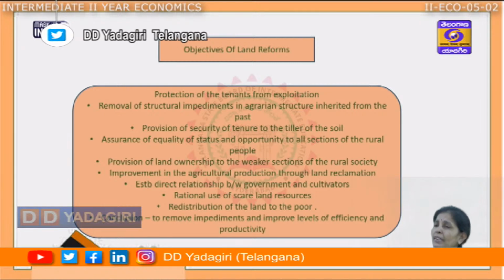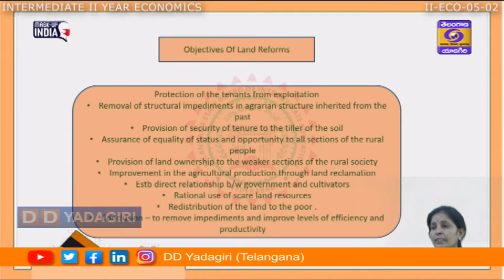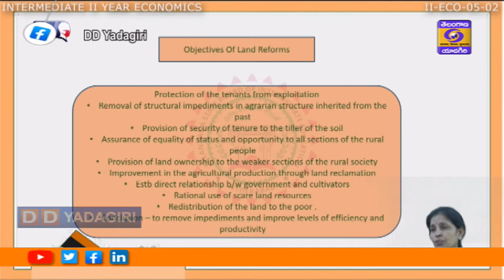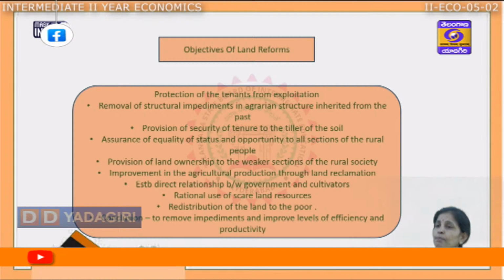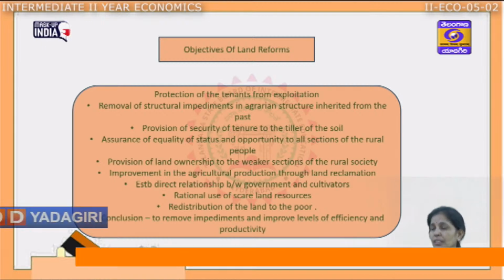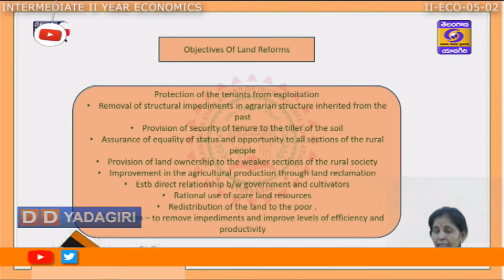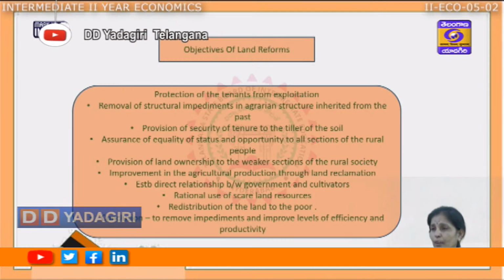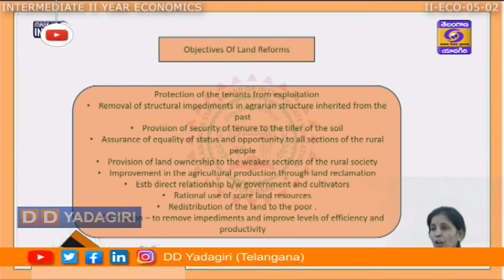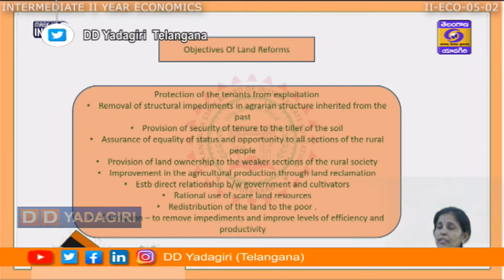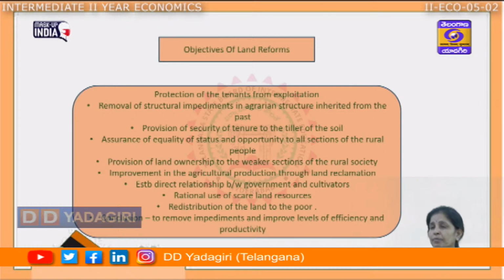The next one is improvement in agriculture production through land reclamation. What do you mean by this? Converting unfertile land into fertile land is called land reclamation and improvement of agriculture. If a lot of land reclamation projects are taken up, there is definitely increased agriculture production because production totally depends on the fertility of the soil.